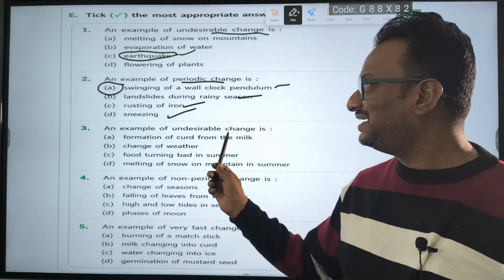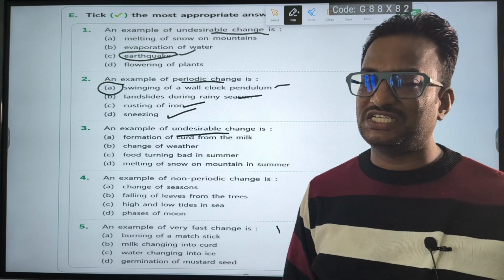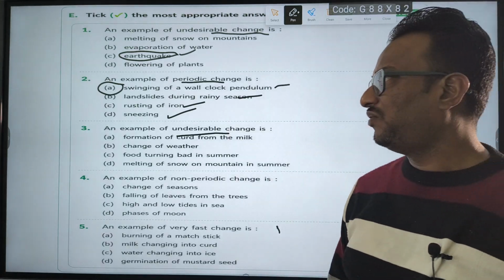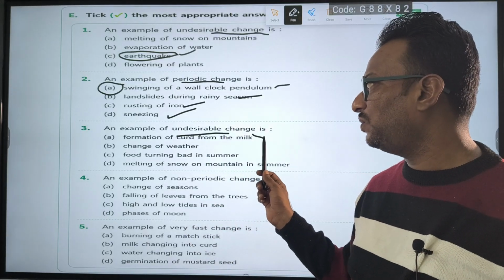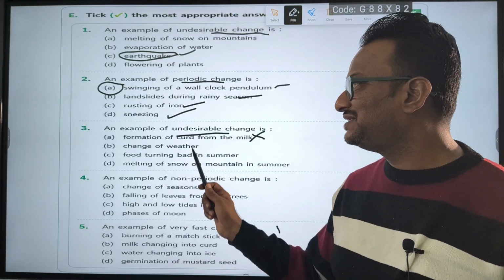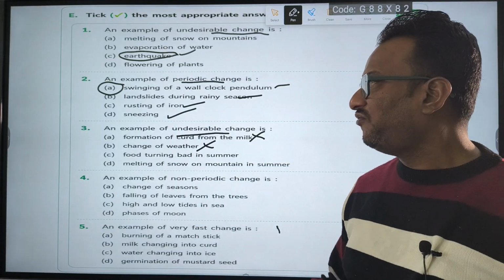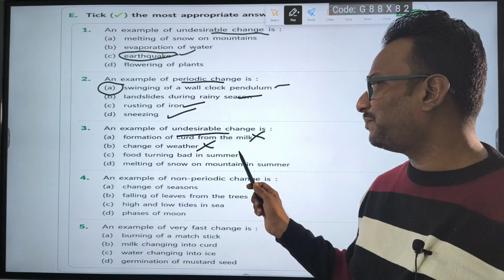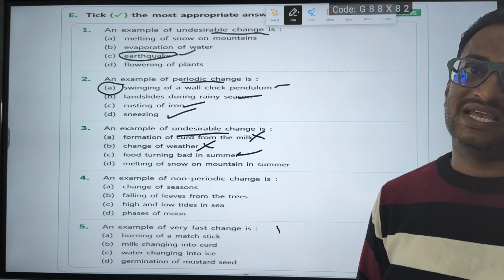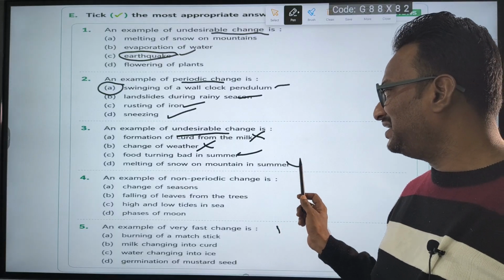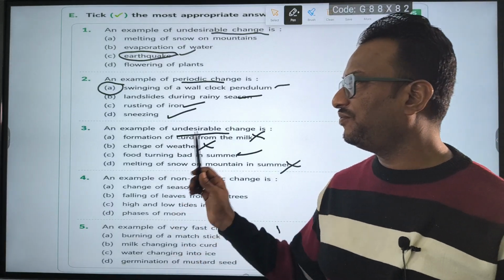An example of undesirable change. We have one more undesirable. Undesirable means humans do not need that kind of change. What is that? Formation of curd from milk? No, it is a desirable change. Changes of weather? No, it should happen. Food turning bad in summer? Yes, this is an undesirable change. Melting of snow in mountains? It is a desirable one, not an undesirable one.